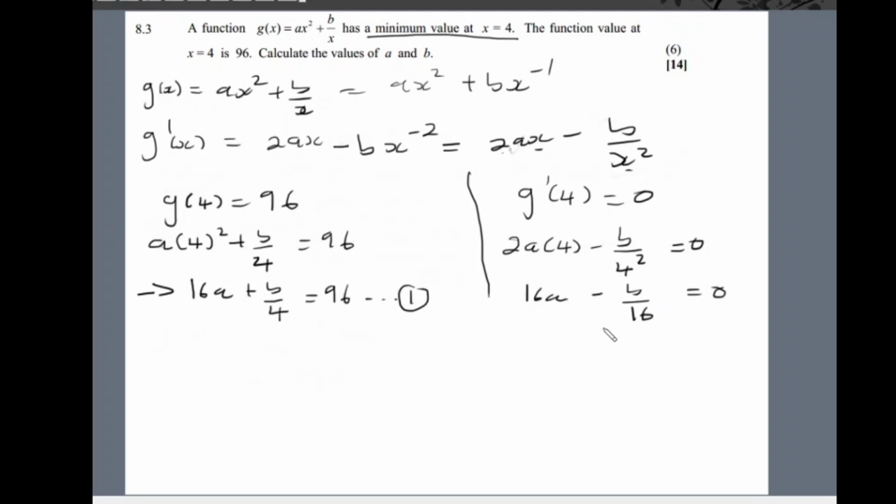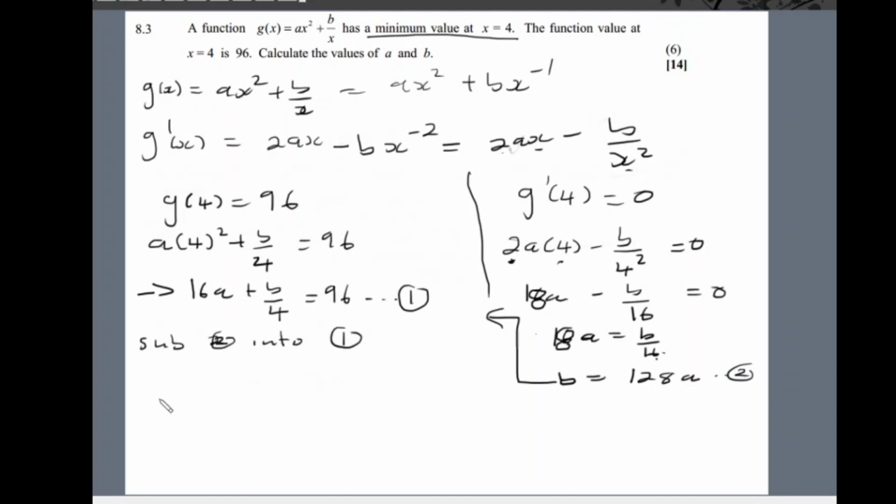And then I'll go ahead and make b the subject of the formula. I'll have 8a is equal to b over 16, sorry, this is 2 times 4, it's 8, not 16, right? If I cross multiply, I'll have 8 times 16, which will give me b equals 128a. This will be equation 2. Then I'll substitute equation 2 into equation 1. Wherever I see b, I put 128a: 16a plus 128a divided by 4 is equal to 96, right?